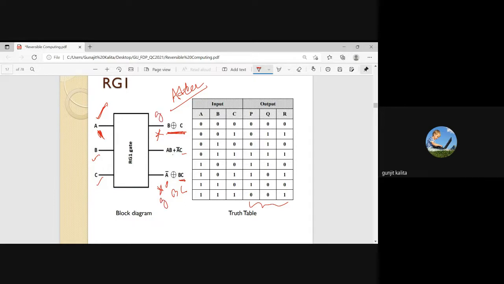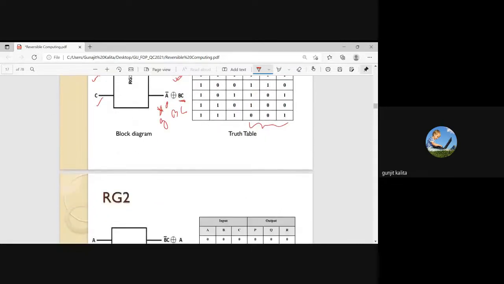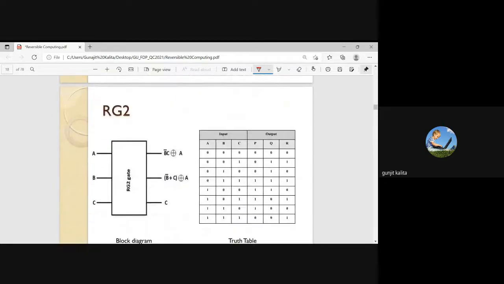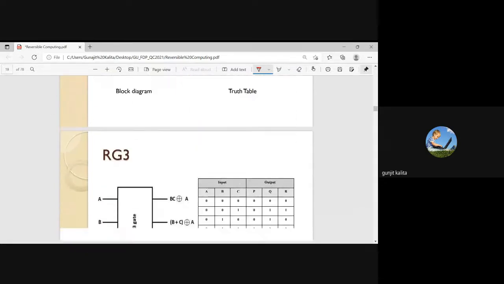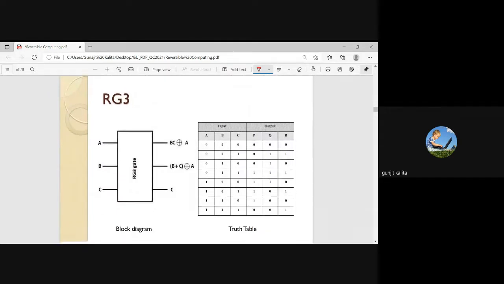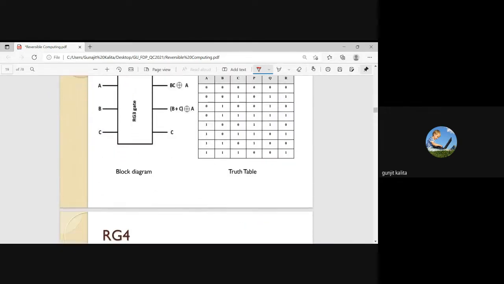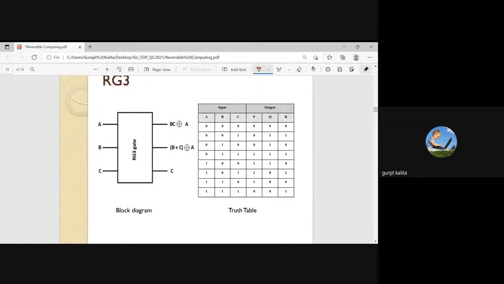Okay? But in the input there won't be any ancillary. Garbage will be this, and this is our output. Alright? So depending on the value of A, we'll either get B or C. So thus you'll design your gate depending on the need of what you want to do. Similarly, it is like this, another one. Maybe again another one. Alright. The only thing is that propriety needs to be maintained.